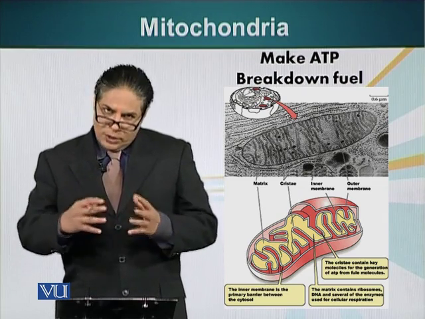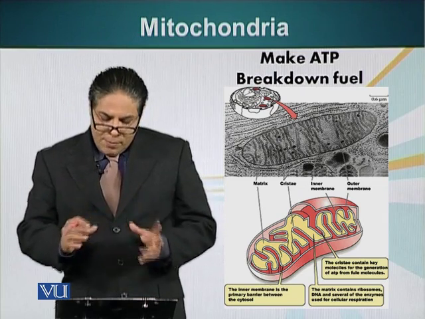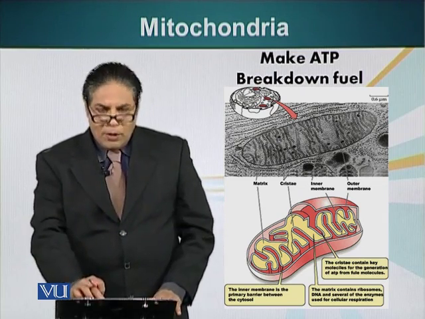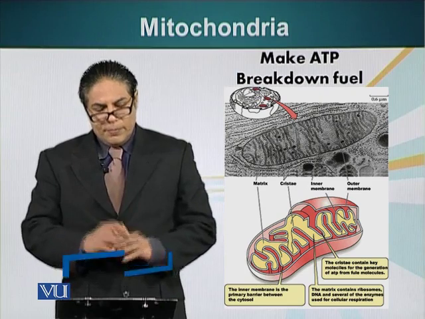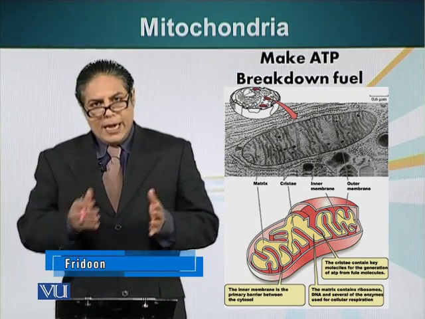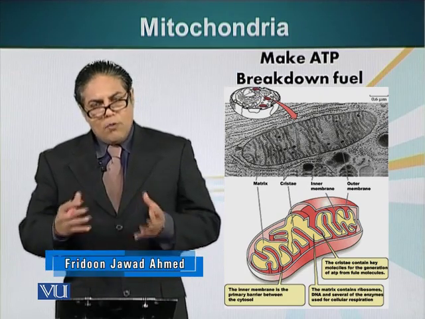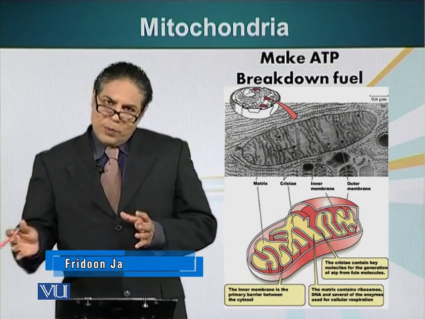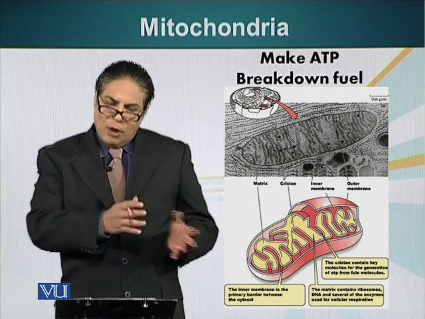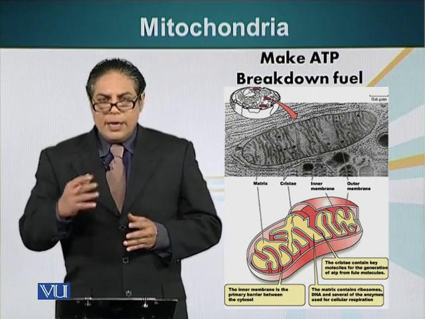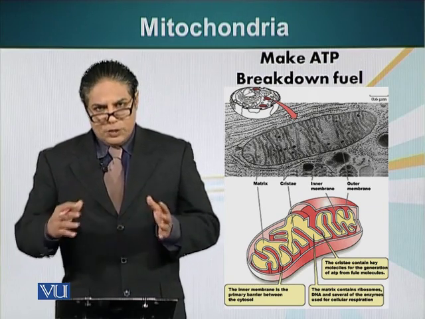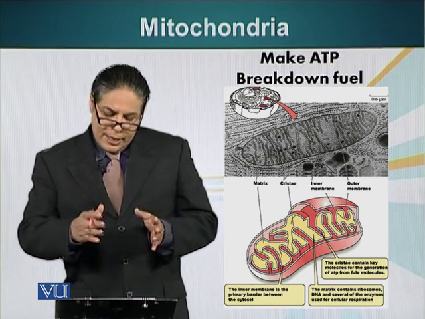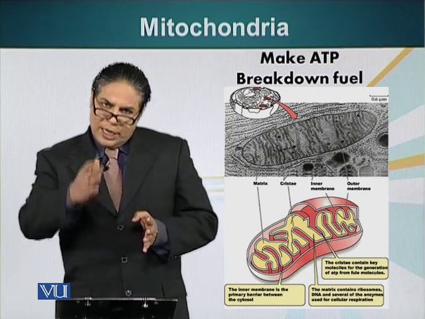Let's look at the structure of mitochondria first. Mitochondria are also double membranous structures. They have an outer membrane and an inner membrane. The outer membrane is not very selective. Most materials can pass through the outer membrane. The inner membrane of mitochondria is folded, and it forms structures like little shelves.